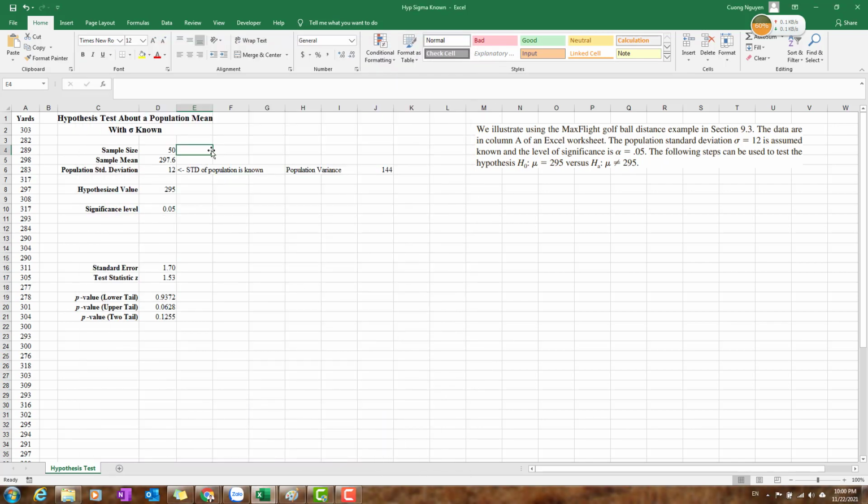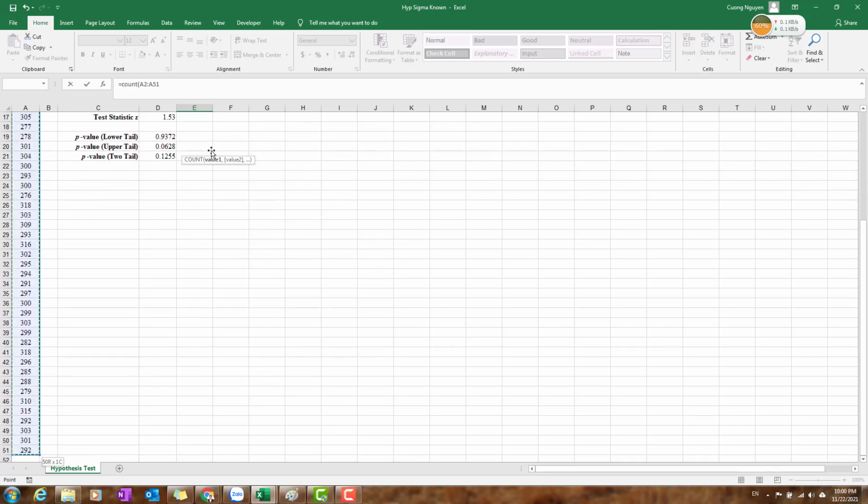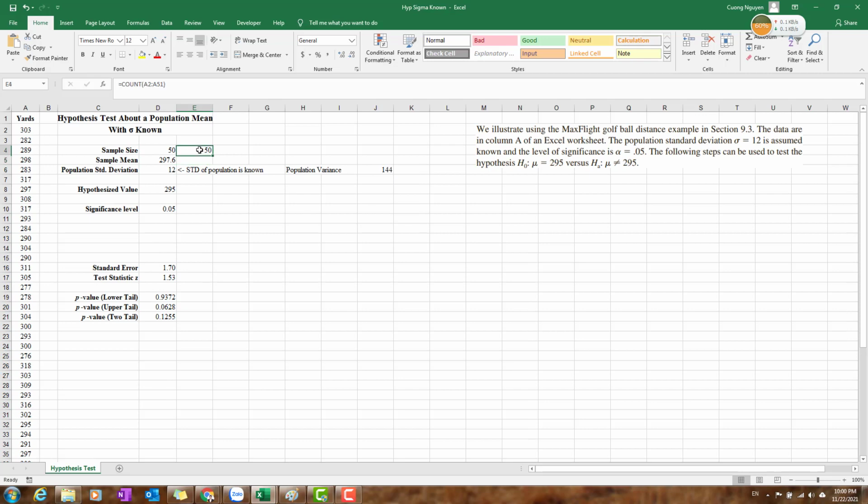To do that, we first have to measure everything. First, remember the sample size, which equals 50. You just need to use the COUNT function to do that. Next, the sample mean can easily be calculated with the AVERAGE function. You select all the available data, and that should be 297.6. The hypothesized value has already been listed as 295. The significance level is 0.05.